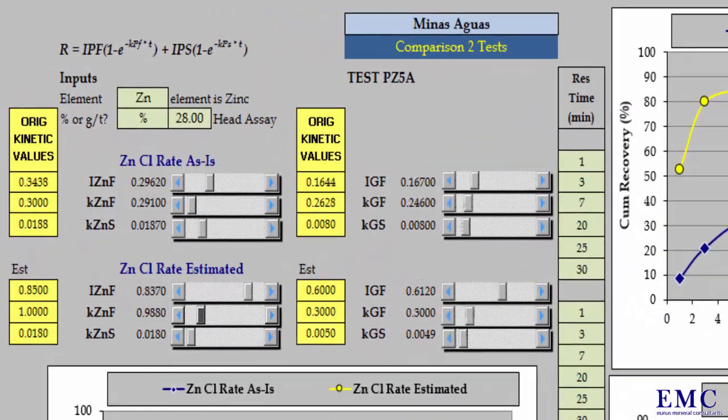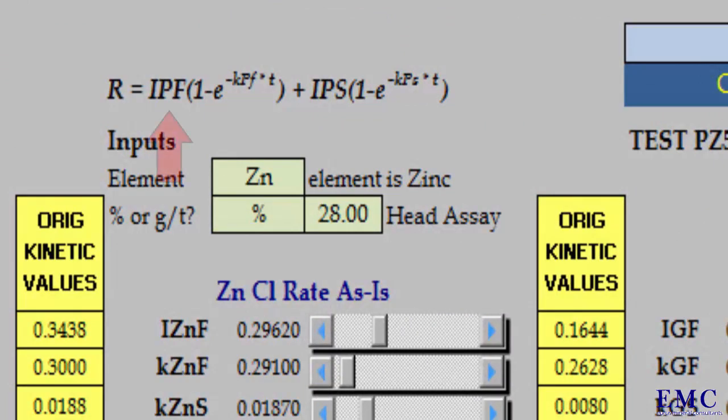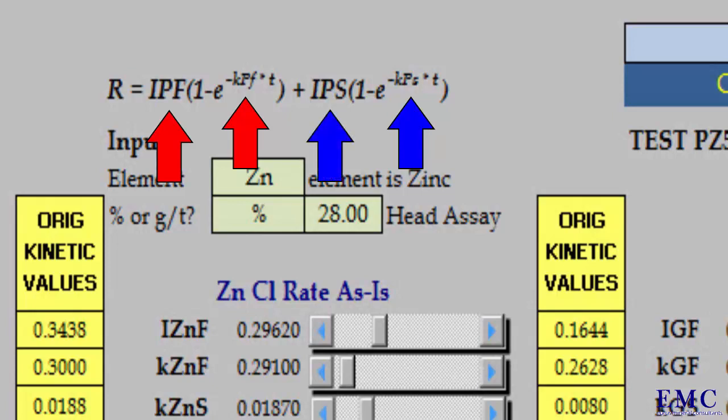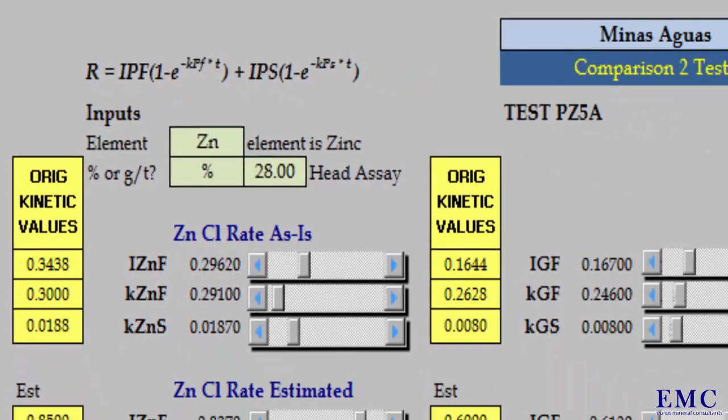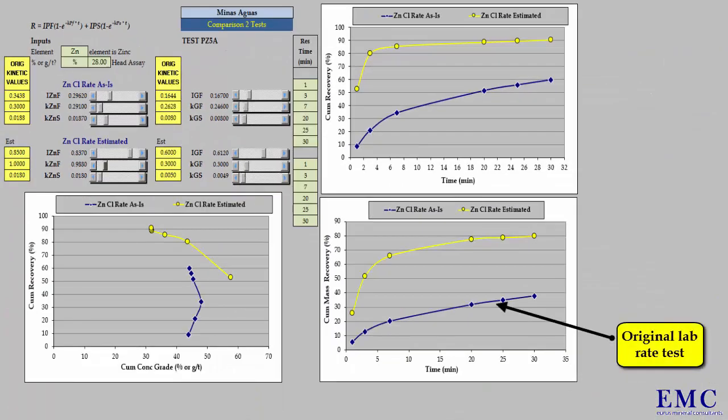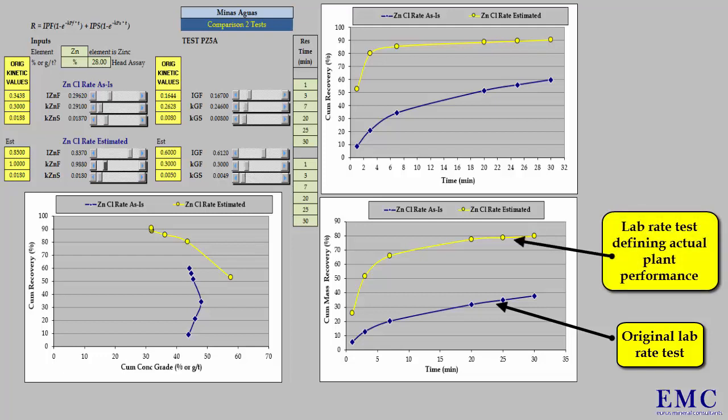The kinetics go into the Kelsall equation: fast fraction here, fast rate here, and slow rate here. And the slow floating fraction is merely 1 minus the fast floating fraction. This gives recovery for values of time. Blue lines trace the original lab hot float rate tests conducted on a grab sample from the plant, and the yellow lines are derived from the kinetics that define actual plant performance across the zinc cleaners.